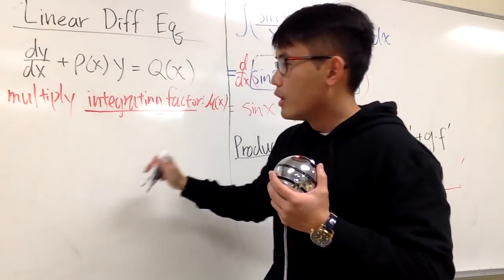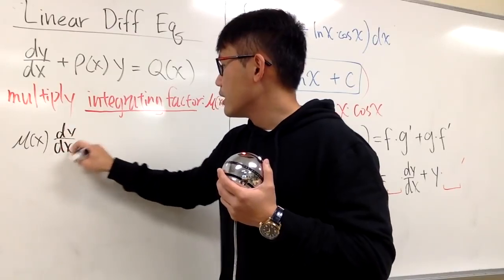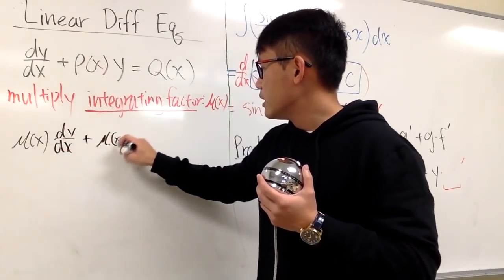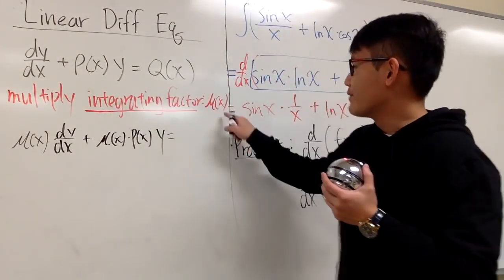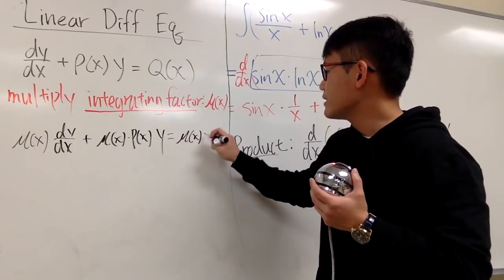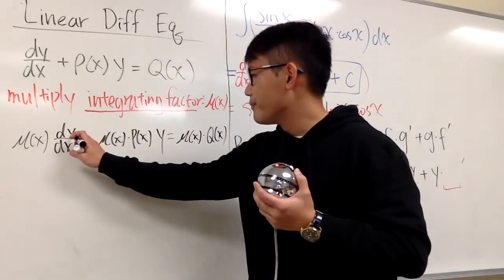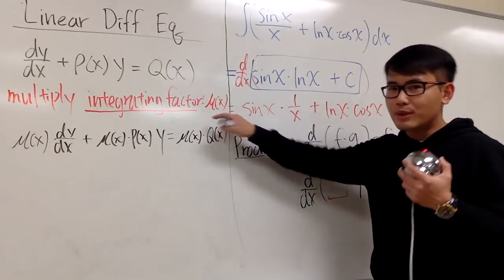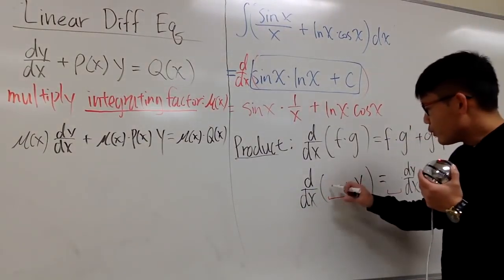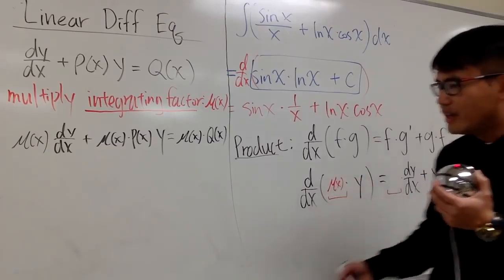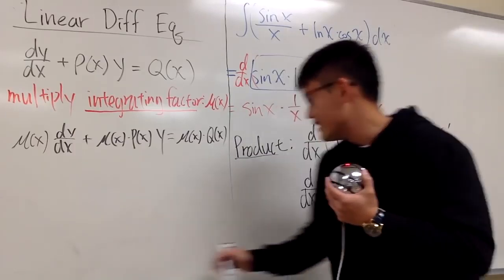So from here, we will end up with mu of x times dy dx plus mu of x times p of x times y. And then on the right-hand side, we just multiply this and that, and I'll just have mu of x times q of x, just like that. All right, now you see, I'm just going to put down mu of x, right? That's a new thing I want to have. Otherwise, seriously, I just have blanks. That's no fun, right? So the blank will be the mu of x. And right here, let me just write down mu instead of mu of x for simplicity purposes. Hopefully you guys don't mind.